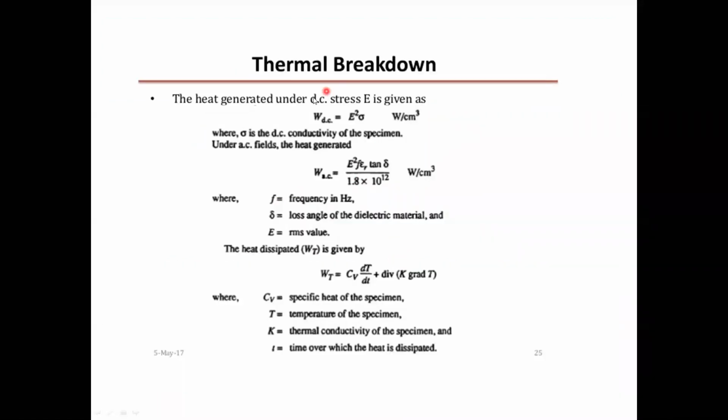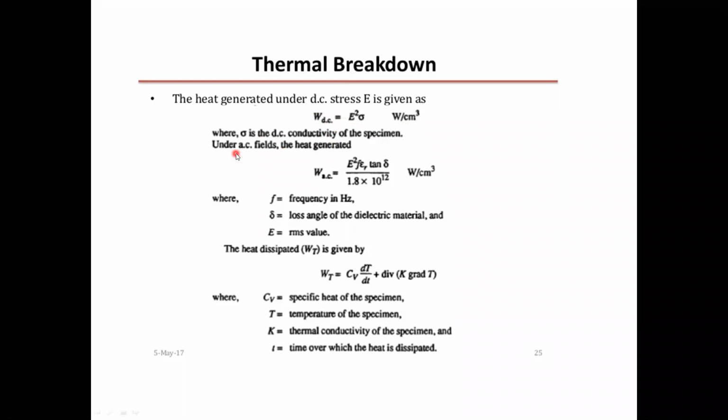Okay, so then thermal breakdown. Because of the DC electric field and the AC electric field, the dielectric strength of the insulating materials goes unchanging. First step: W_DC is equal to E square into sigma watts per centimeter cube. Because of DC, that is the heat generation, W_DC is equal to E square into sigma. So sigma is called the conductivity of the specimen.